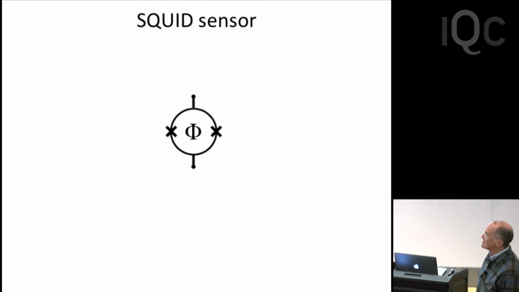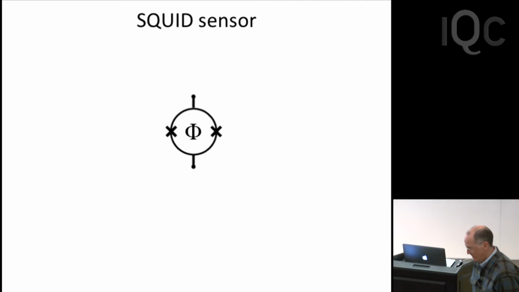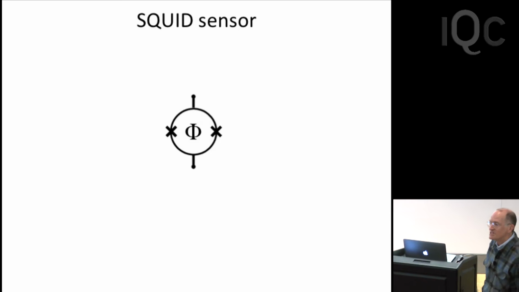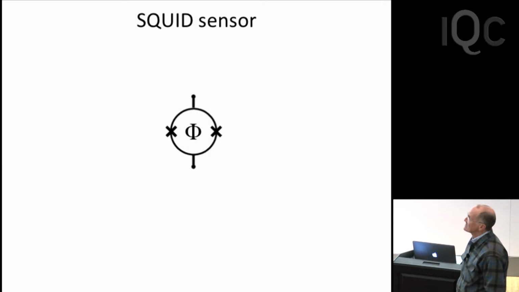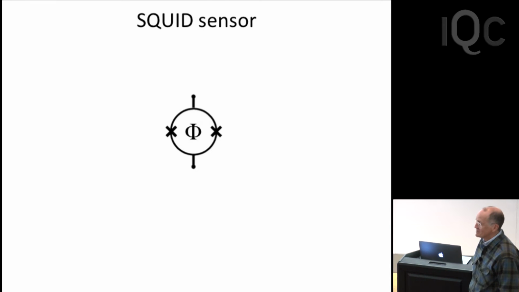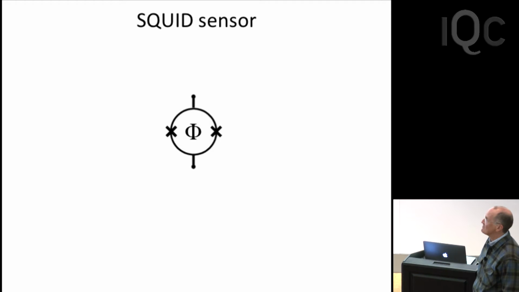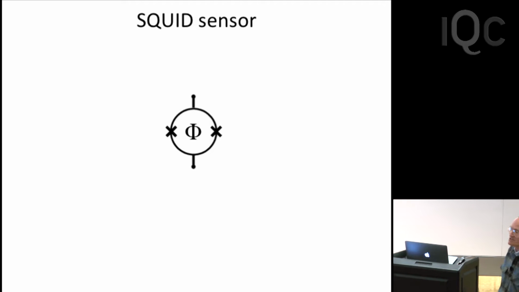To scale things, there are something like 20 million flux quanta passing through from the Earth's magnetic field, and we can measure 1 part in 10 to the 6th of a flux quantum per second. So we're measuring something like 1 part in 10 to the 12 of the Earth's magnetic field.